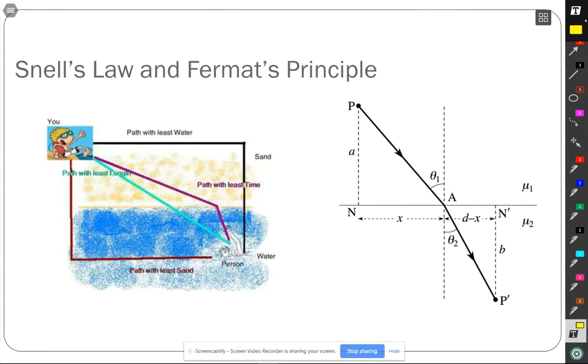So here is the last slide of the presentation. Here is the diagram for what we're going to do. And I have two pictures. One with a picture of a lifeguard going to rescue somebody at the beach. Those who know me know I love the beach.